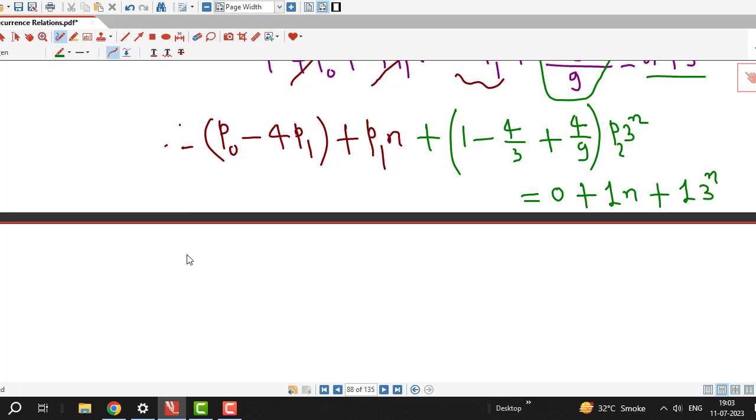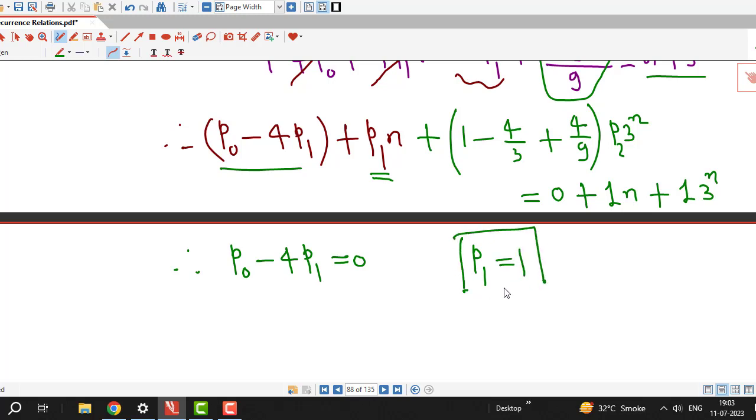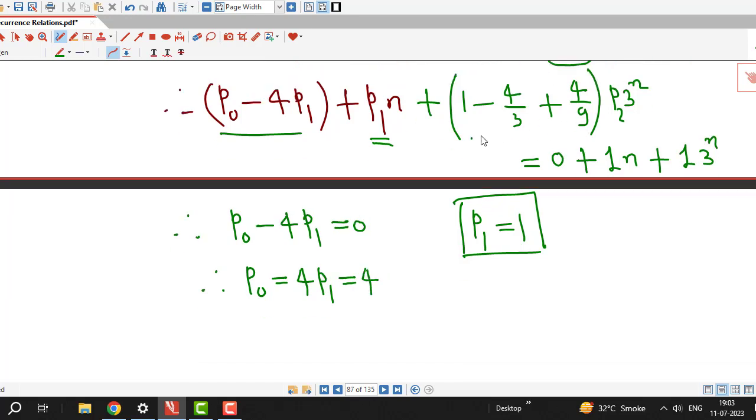And now we can compare both sides. On the left hand side, the constant term is P0 minus 4 times P1. Here the constant term is 0, so this is equal to 0, and here the coefficient of n is P1, and here the coefficient of n is 1, therefore P1 is 1. And once we obtain P1, we can obtain P0 from here. P0 is 4P1 and P1 is 1, therefore P0 is 4. And this is the coefficient of 3 raised to n.